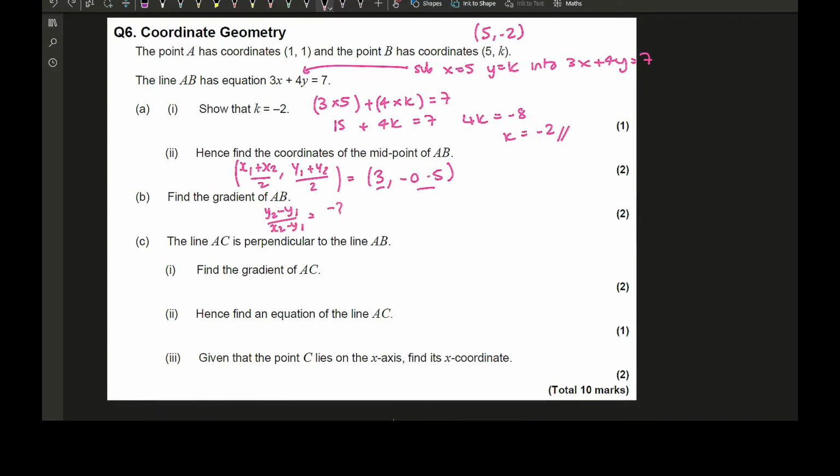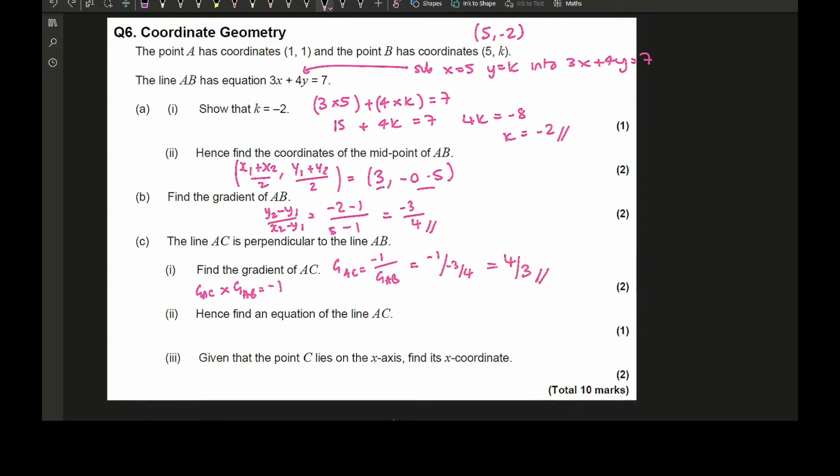So that's going to be minus 2 minus 1 over 5 minus 1, which is minus 3 over 4. Then moving on to c-i, it says the line AC is perpendicular to the line AB. Find the gradient of AC. So the gradient of AC multiplied by the gradient of AB is going to equal minus 1. So to work out the gradient of AC, it's going to be minus 1 over the gradient of AB, which I've already worked out in the previous question. So that's minus 1 over minus 3 over 4, which gives me an answer of 4 over 3.